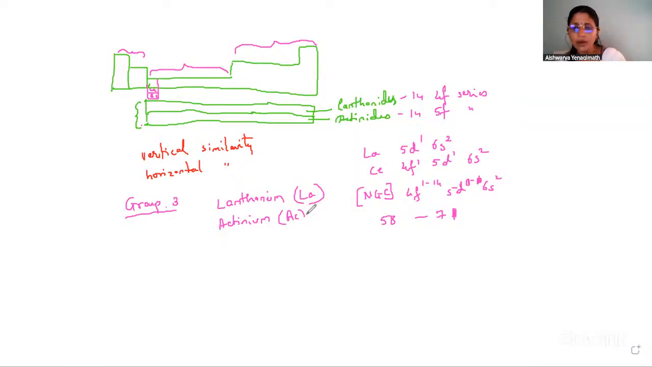So the elements following actinium are 14 elements and they are called actinides. The first element is thorium. Do you need the configuration of actinium? So actinium you can write as 5f0, 6d1, 7s2. Then take the example here. You have 5f1, 6d1, 7s2. So thorium configuration is like this. It is the configuration. Okay.